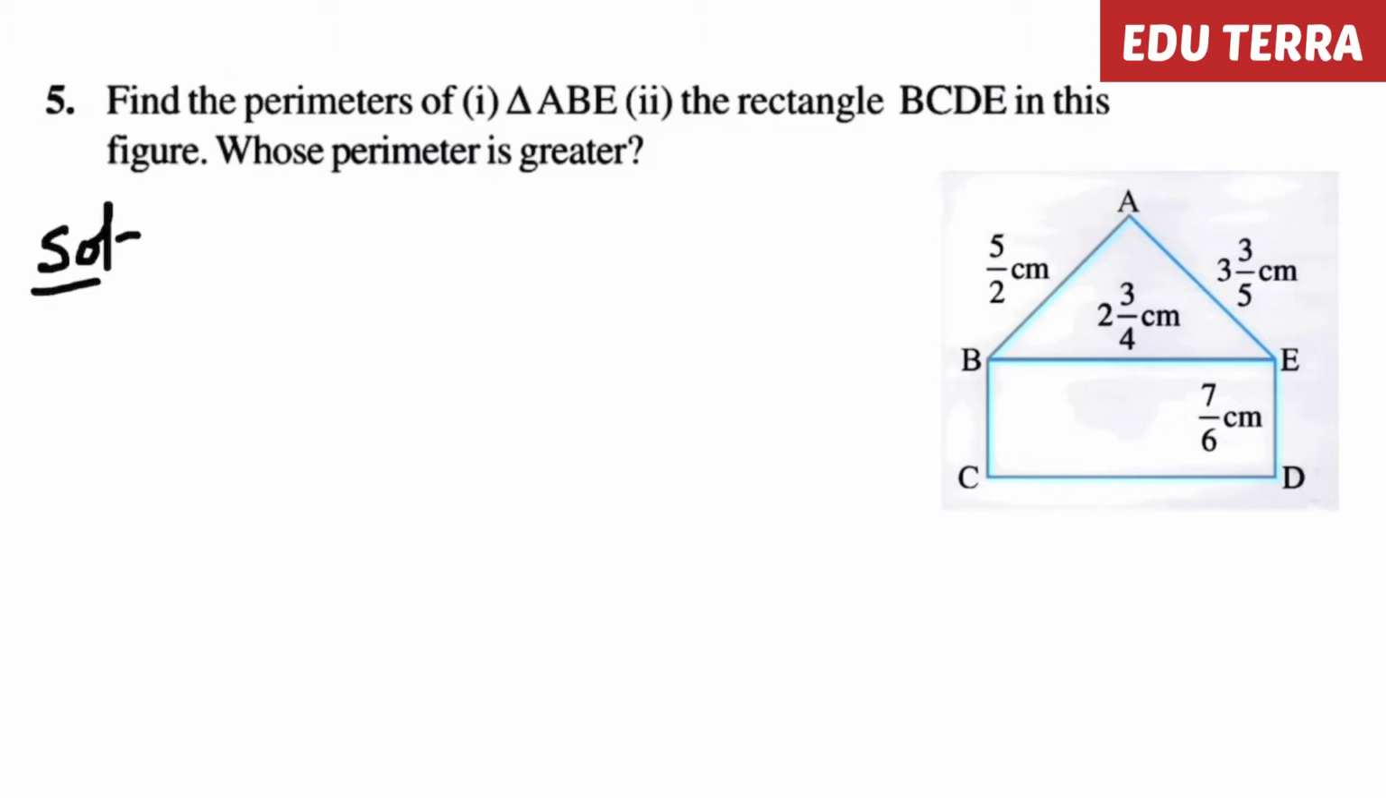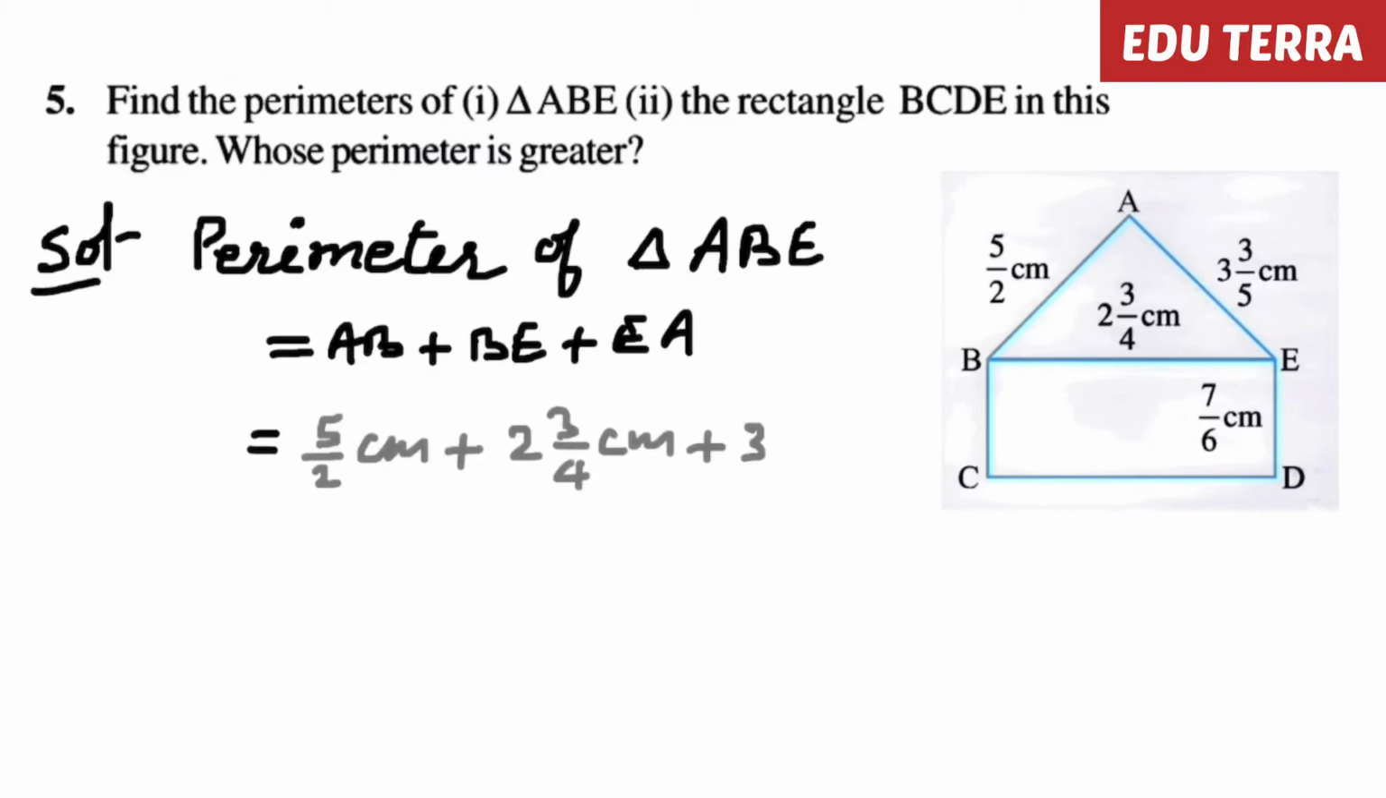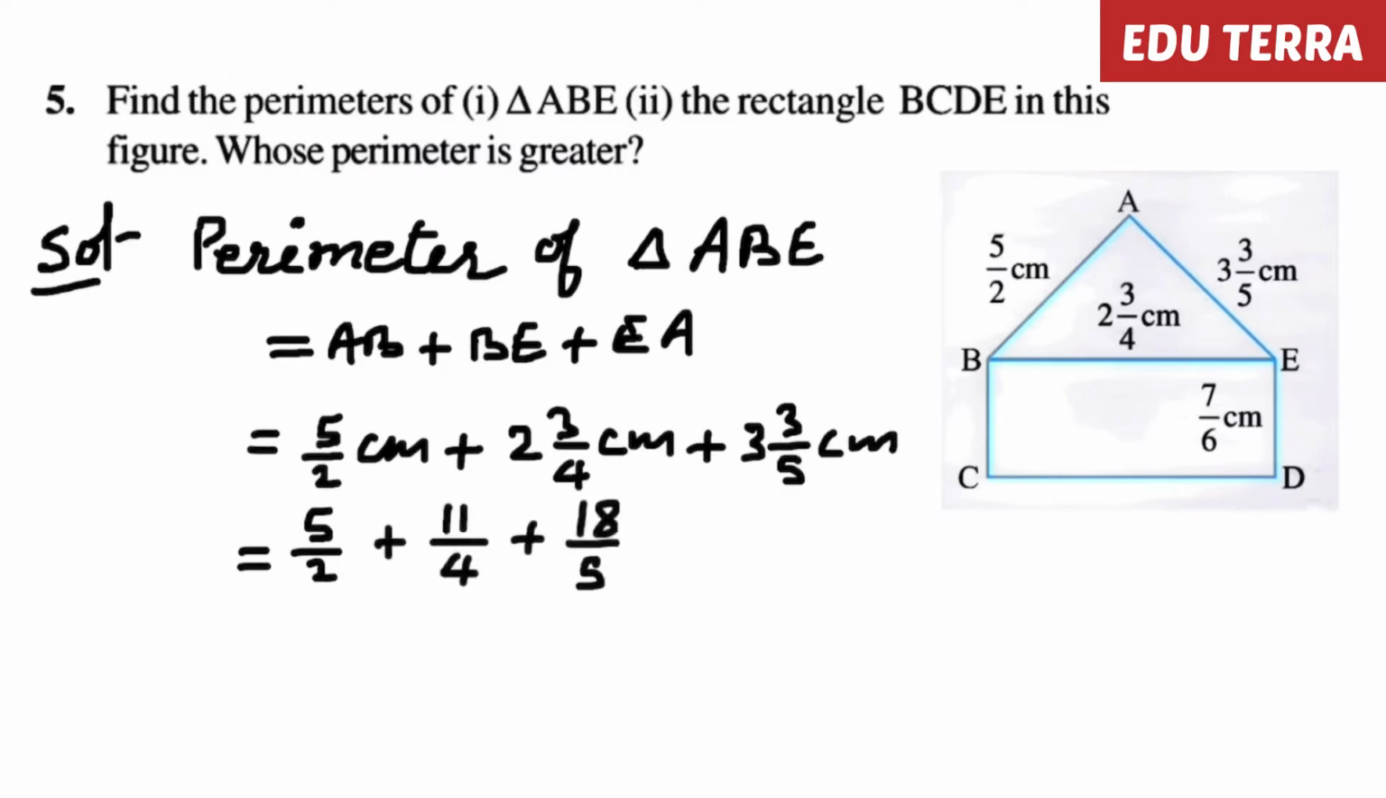So solution. Now perimeter means sum of all sides of the triangle. So perimeter of triangle ABE equals AB plus BE plus AE, otherwise EA you can write. Now substitute all the values because sides are given. So it is 5 by 2 centimeter plus 2 and 3 by 4 centimeter plus 3 by 5 centimeter. Now solve it, you will get 5 by 2 plus 11 by 4 plus 18 by 5.